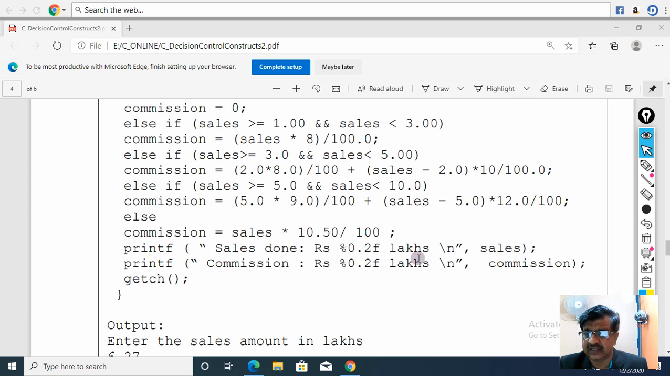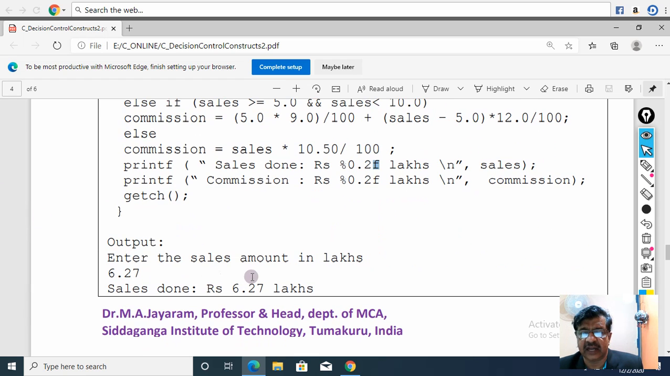Then sales done is written like this. It's again rupees. You can notice over here, rupees is written before the answer is printed in this format. Lakhs is also written after the money comes, after the commission is placed over here, up to second decimal place. Lakh should also surface. Similarly, for commission also some small formatting is done and commission is written over here. Enter the sales amount in lakhs.